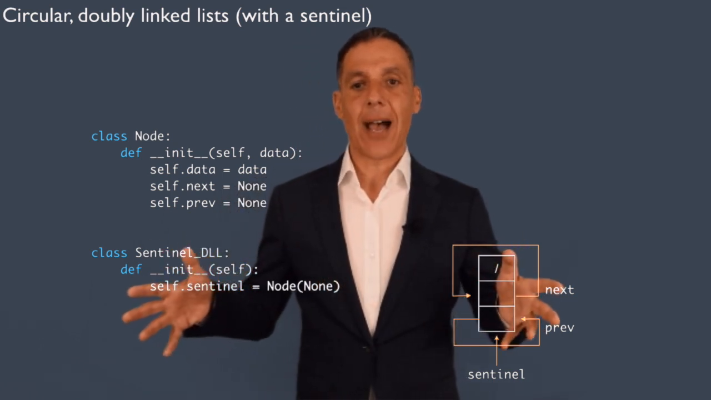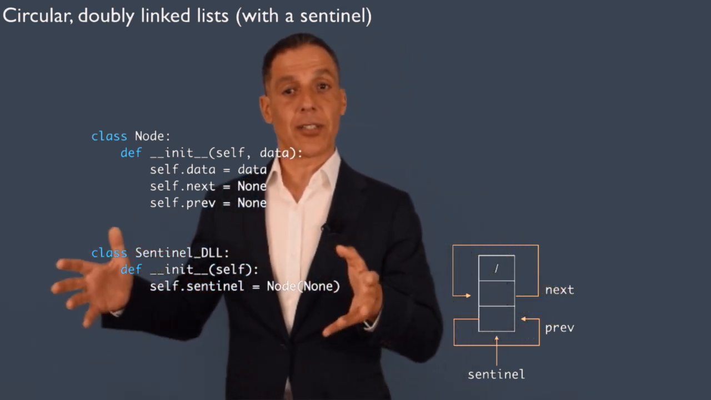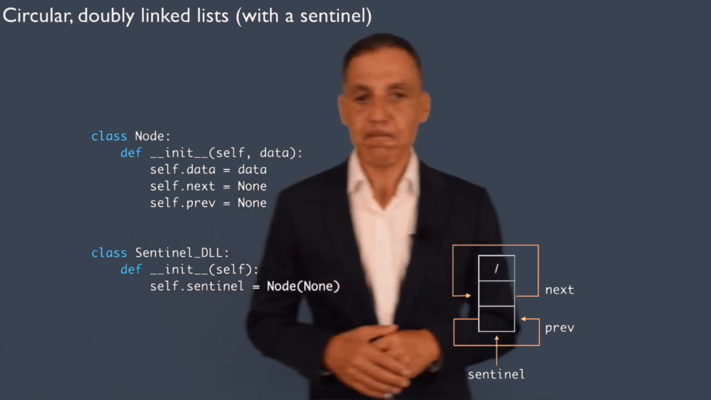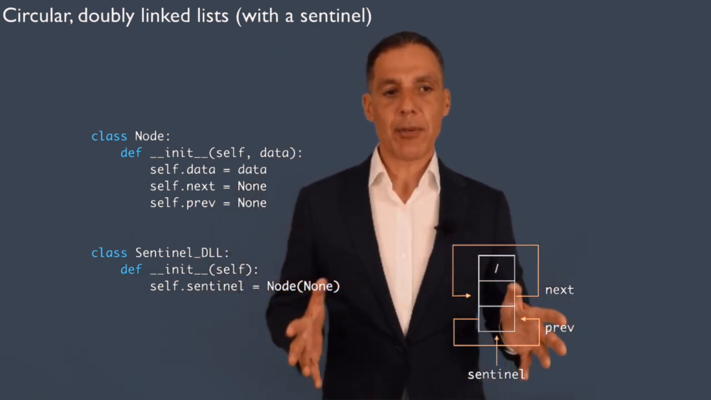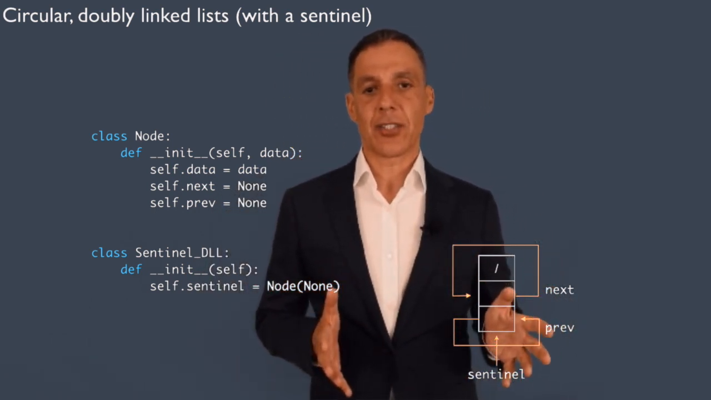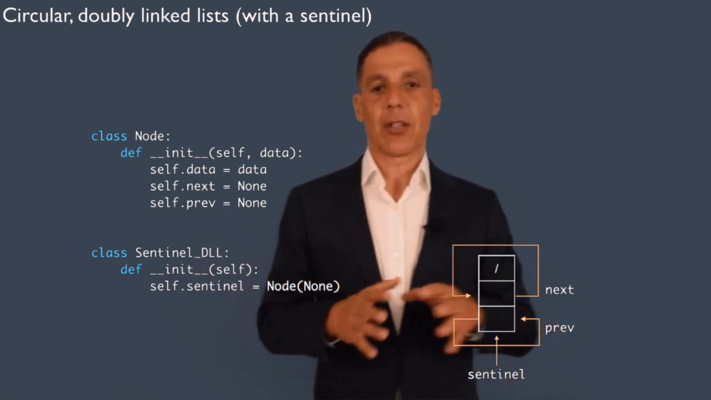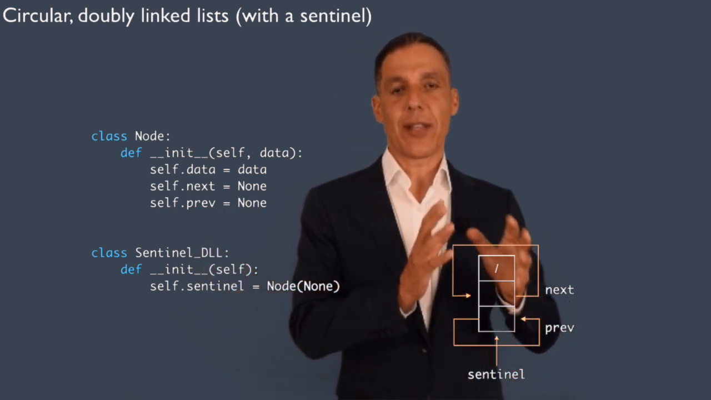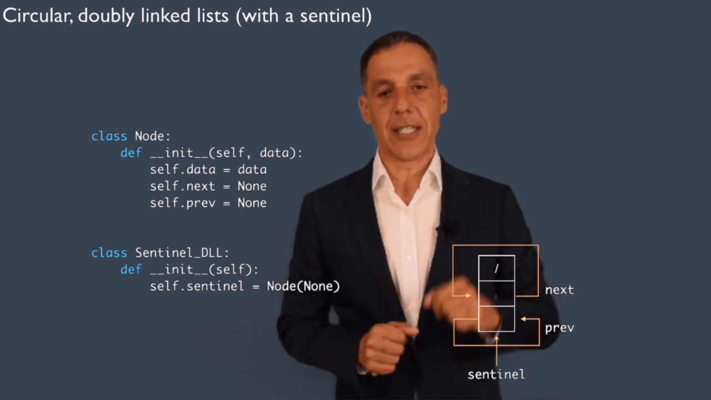All right, so that's pretty straightforward. And so let's now build the constructor for the Sentinel DLL. Okay, so with the Sentinel, remember a Sentinel is a doubly linked list. The Sentinel DLL simply has a special node at the front of the list that has None in the data field.